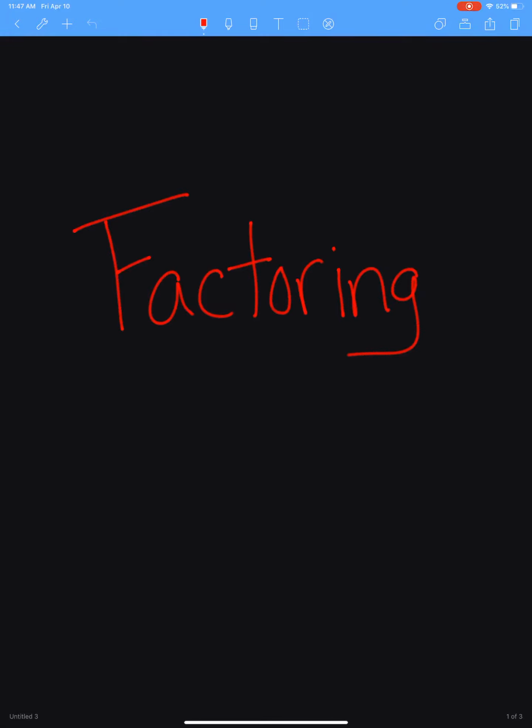So factoring is basically just multiplication in reverse. When you multiply two numbers together, you get a product. With factoring, you're given a product and you have to find all the ways that you can multiply different numbers together to get that product. Some numbers have more factors and some only have a few.